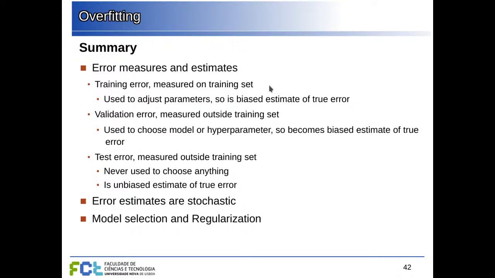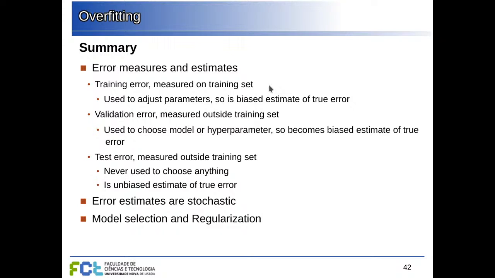The validation error is measured outside the training set, but it's measured because we also want to optimize some other meta parameter. For example, we want to select the best model, or we want to select the best regularization factor. And since we are doing this several times and choosing the one that gives us the smallest error, this will also be a biased estimate of the true error. So we cannot use it really to estimate the true error. We can use it just to optimize some choice there.